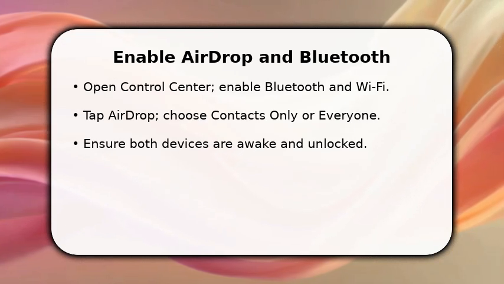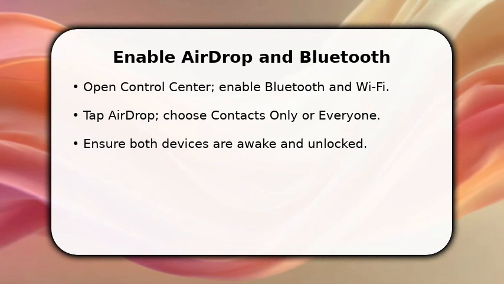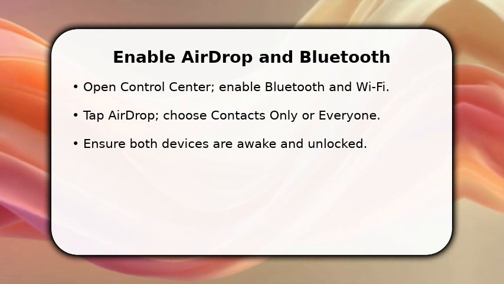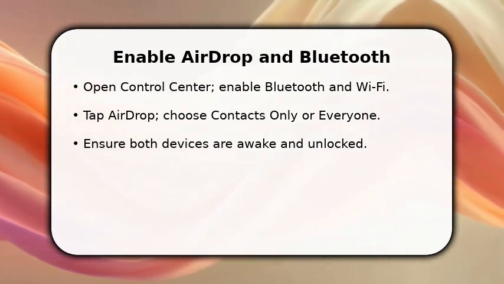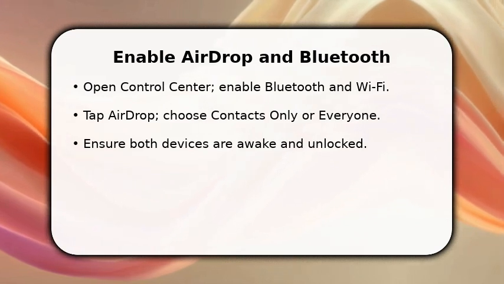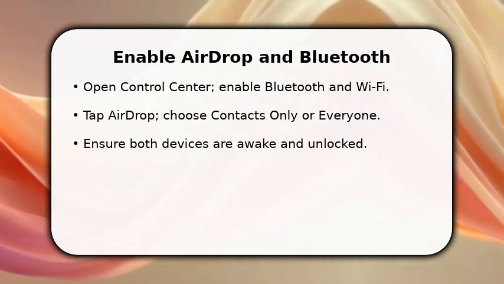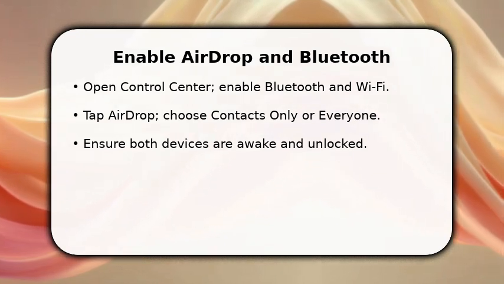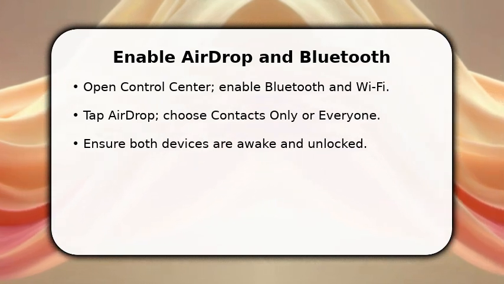Enjoy the video. You start by enabling the radios AirDrop depends on, Bluetooth and Wi-Fi. Open Control Center, turn both on, then tap AirDrop and pick Contacts Only or Everyone depending on privacy. Choose Everyone only if the other device isn't in your contacts. Choose Contacts Only to avoid random requests. Make sure the recipient's screen is awake and unlocked so discovery works. Once done, your iPhone is advertising its presence and ready to receive or send a photo securely.